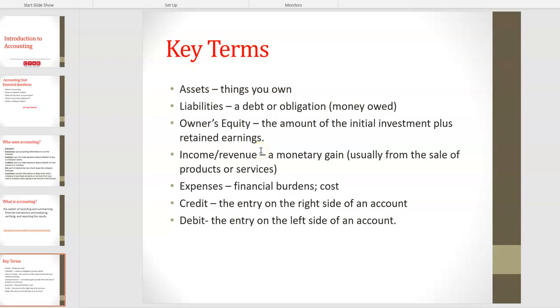Income or revenue is money that a business is receiving, money that's coming into the business, money that a business earns through selling a product or selling a service, providing something. And so that's income, money coming in.